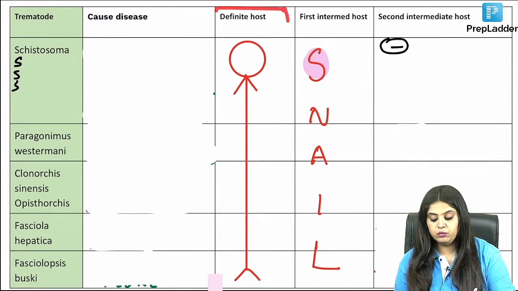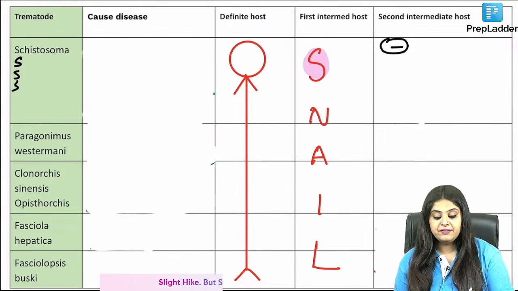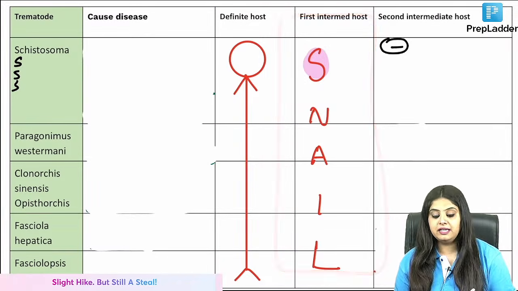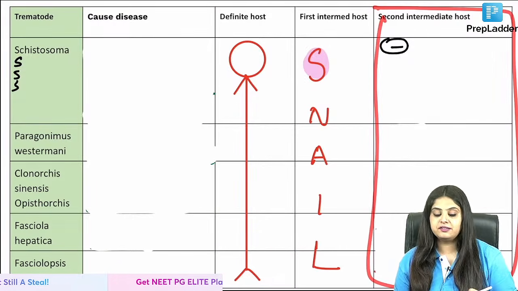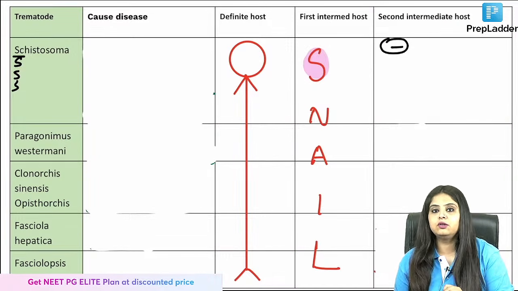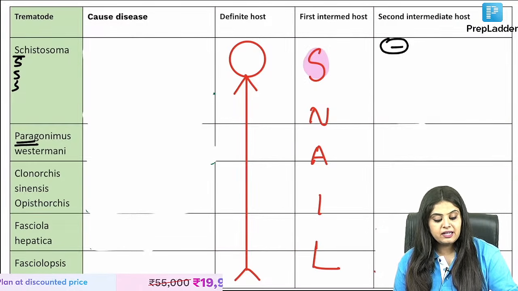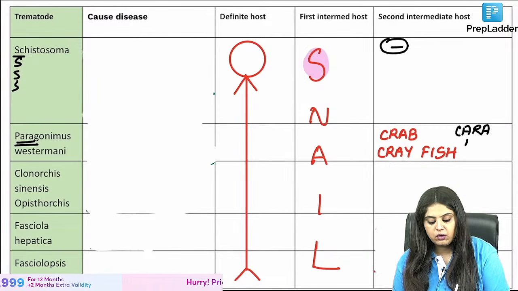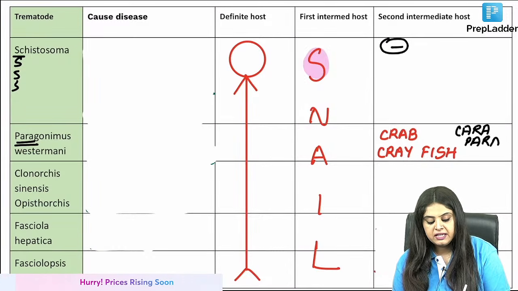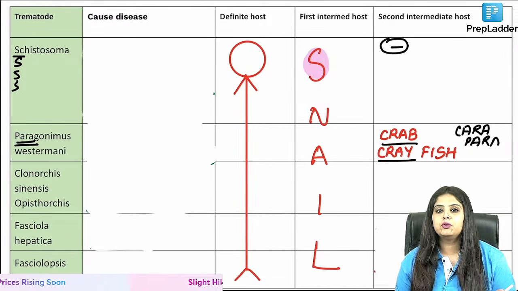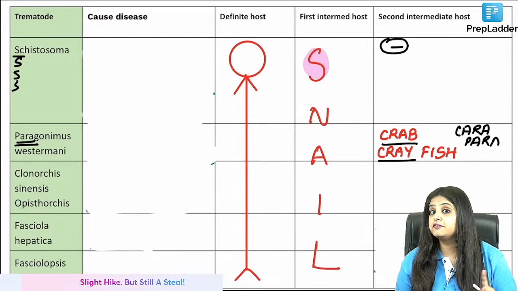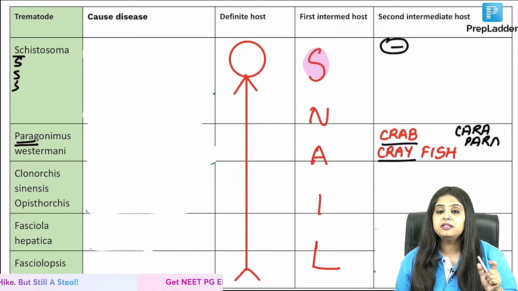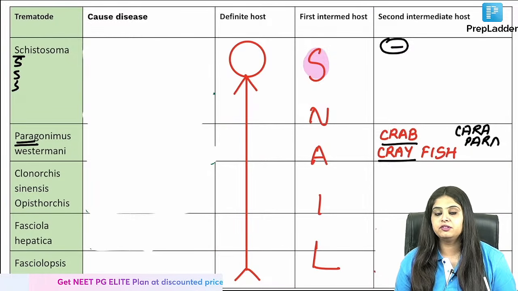So please remember, human being is the definitive host. Then first intermediate host is snail. Second intermediate host, let us start reading. When I say Schistosoma, no second intermediate host. Para is written as cara. So anything sounding like cara, Paragonimus will come. That is going to be crab or crayfish. It will be crab, crayfish, not fish guys, not fish. For crayfish and crab, you will write Paragonimus westermani.